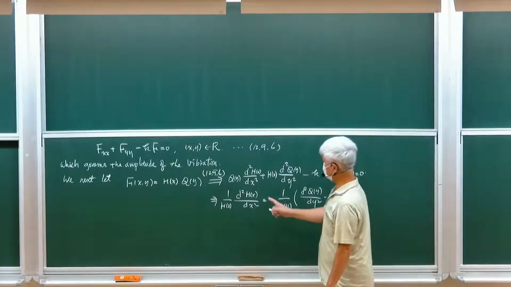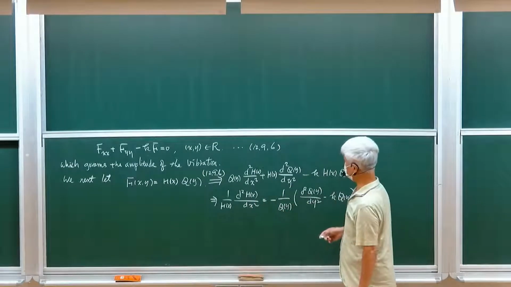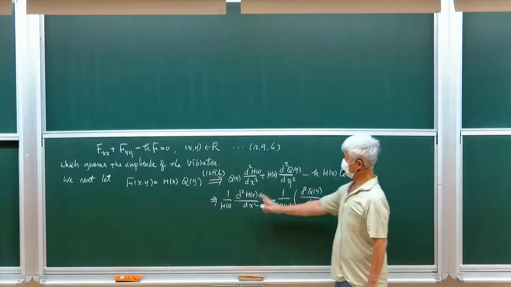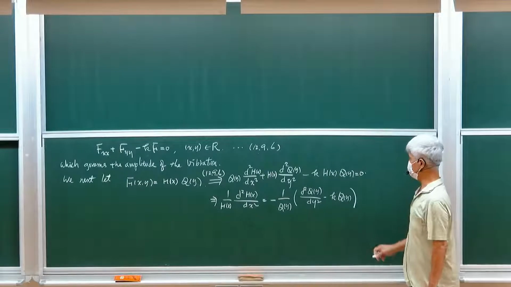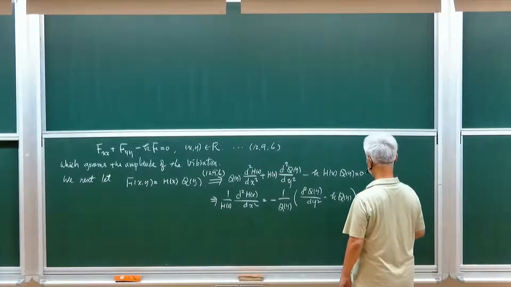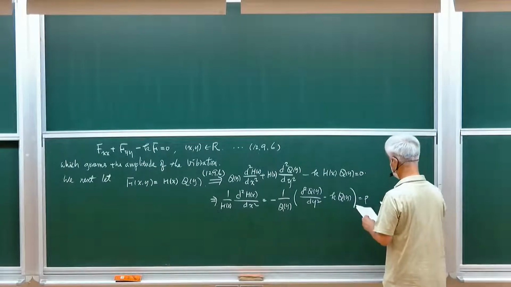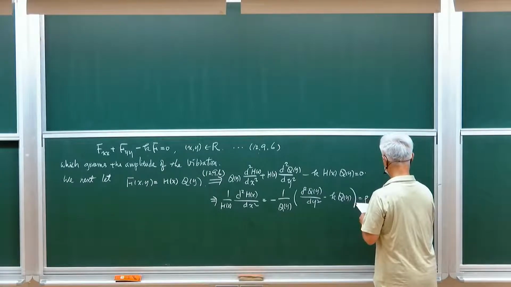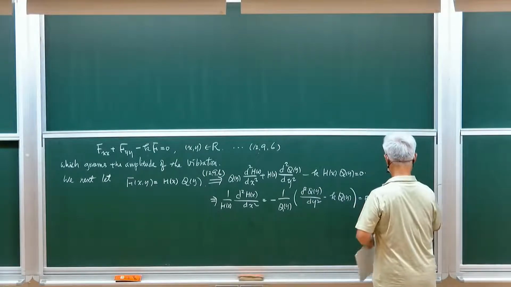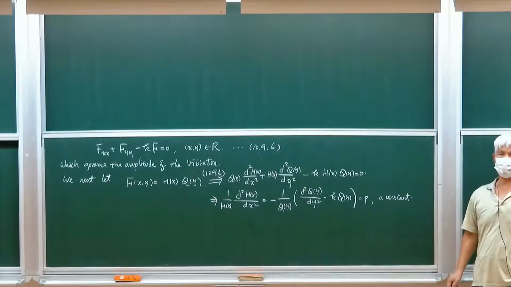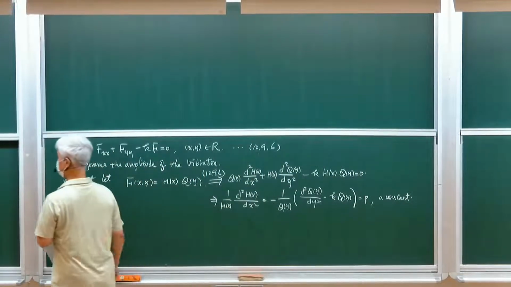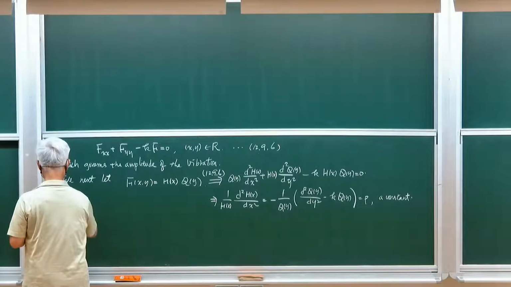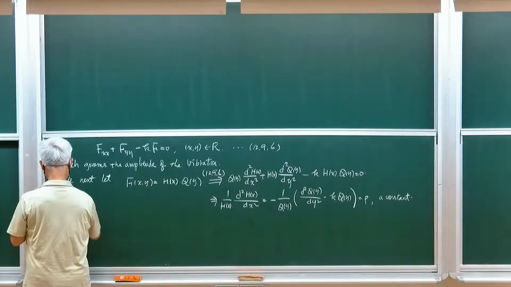So you can see that the left-hand side depends only on x, and the right-hand side depends only on y. So this is equal to a constant p. Okay, so we have a constant p here. And from that, we obtain two ODEs.